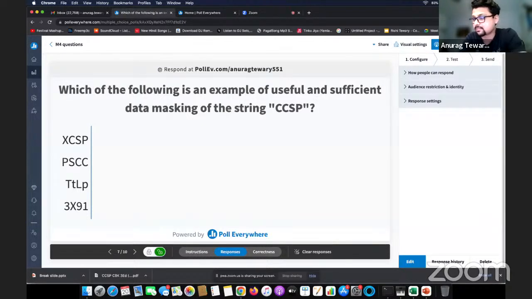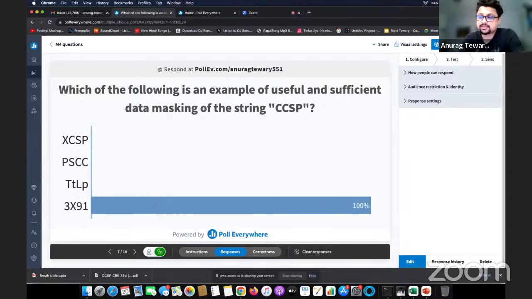So which of the following is an example of useful and sufficient data masking of the string CCSP? So when you do application security, they'll be talking about different ways in which you do data obfuscation. Data masking is discussed as well. Pseudonymization and all those topics get covered as part of how you use data when you're trying to test applications, or how you ensure you use as close to possible production style data, but you don't disclose sensitive data.